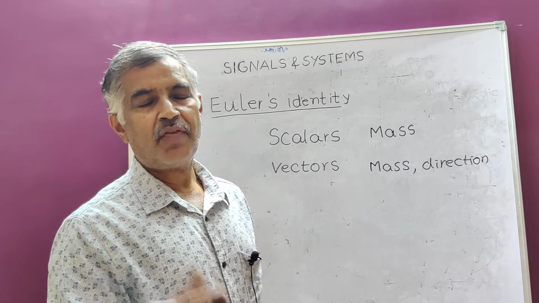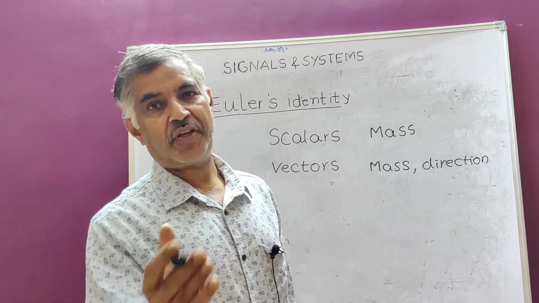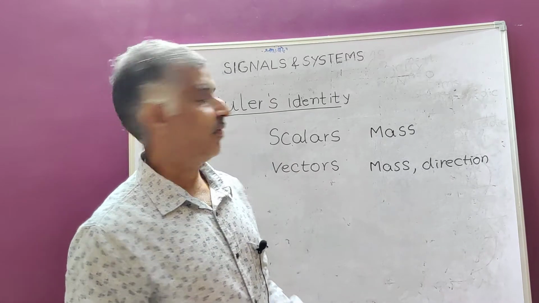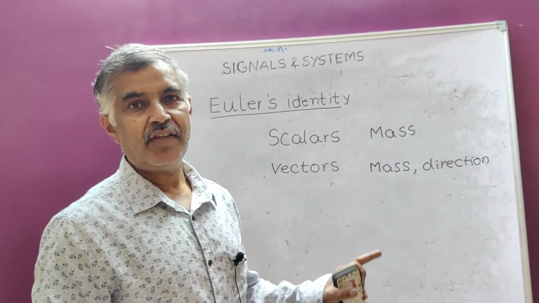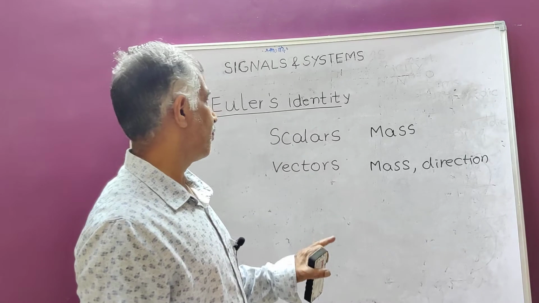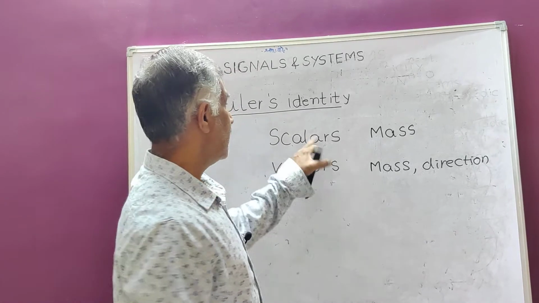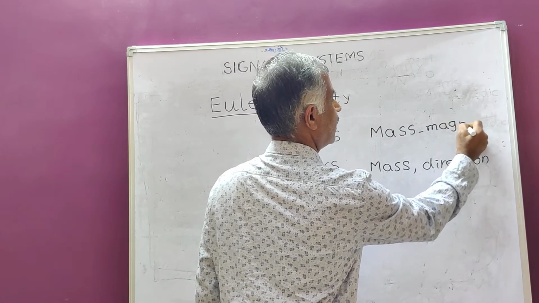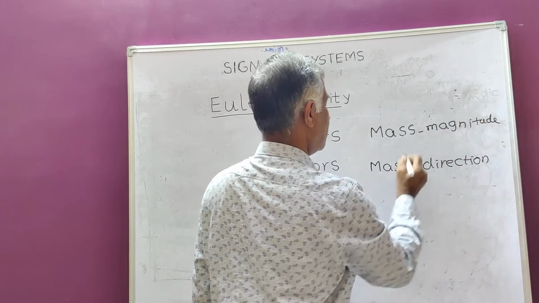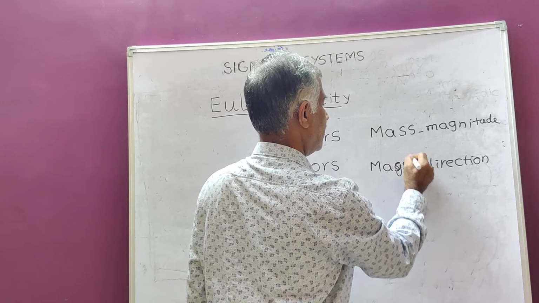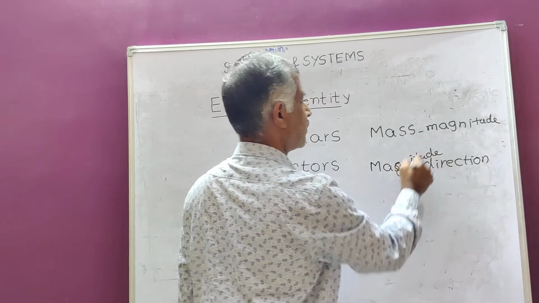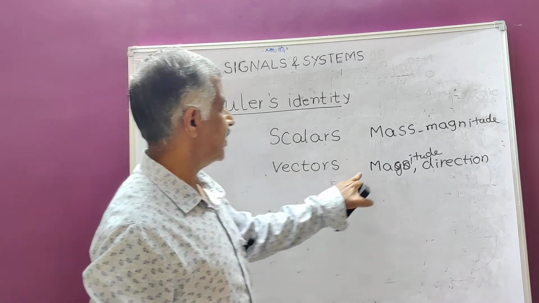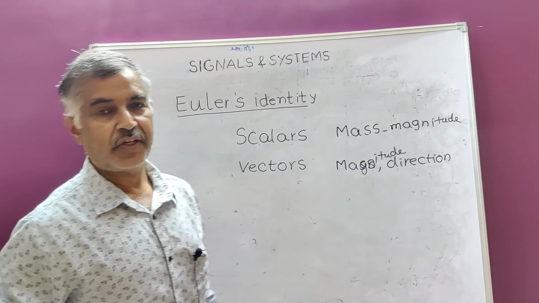Now I will take the example of a force. It need not be force, even pressure you can take. Force is not a scalar, it is a vector. The reason is it possesses magnitude and direction. Scalars possess only magnitude, and vectors possess magnitude as well as direction.